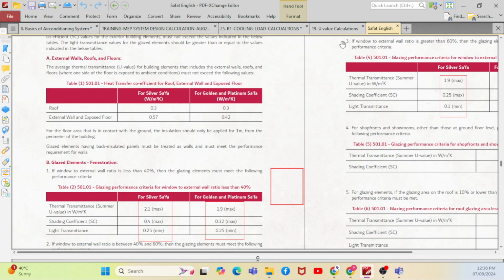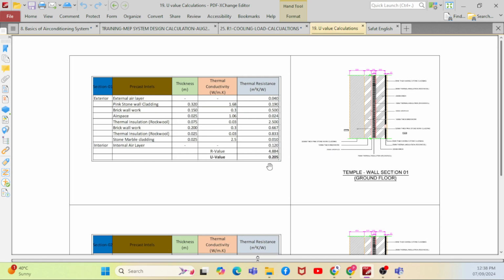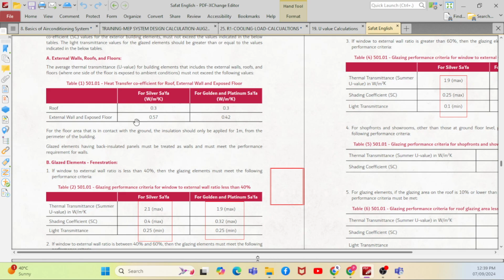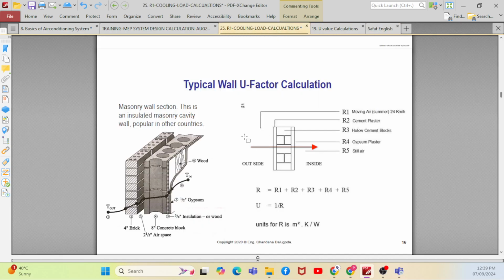And as per your calculation, you are meeting only 0.205, which is very good, right? You could go up to 0.57, but based on your good material, you are able to stop at 0.205. So this value you will use in the calculation. This is the actual U value. But if you don't have the actual U value, you can consider the maximum U value here. Clear, right, Fahad? Clear, yes. So this is the way they calculate the U value for all the materials.